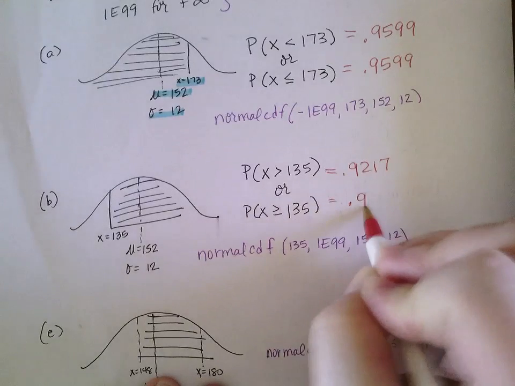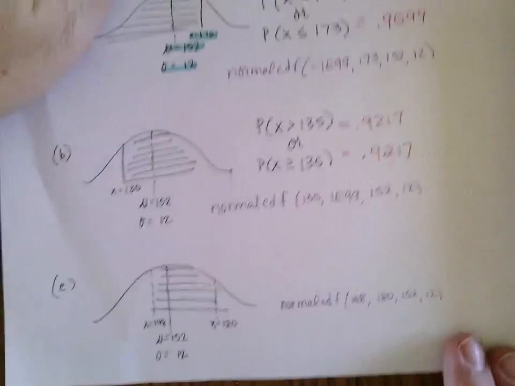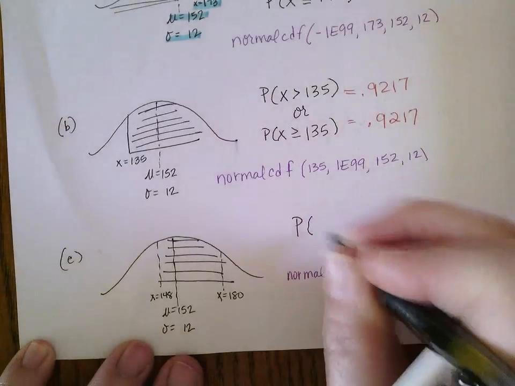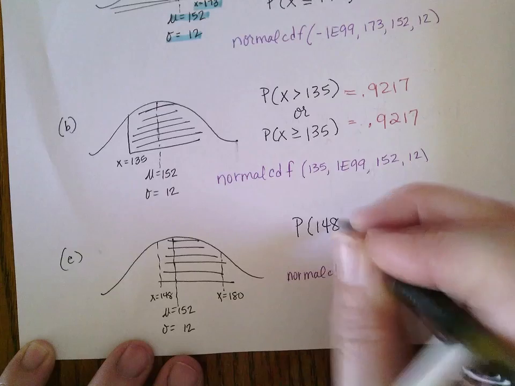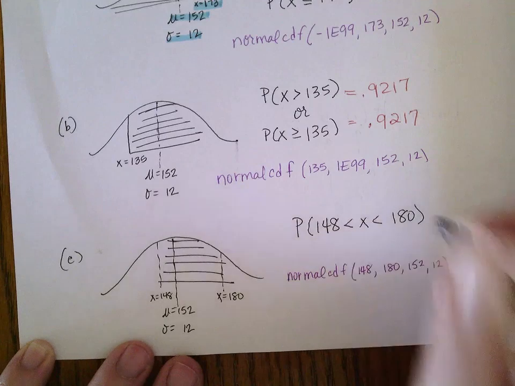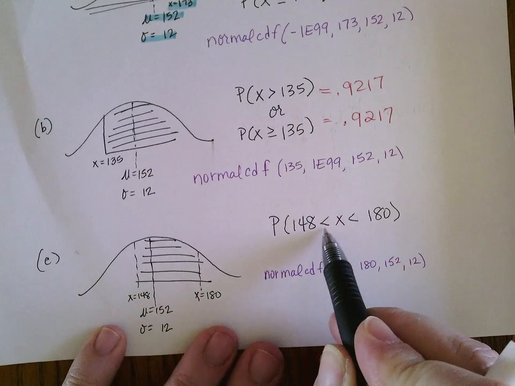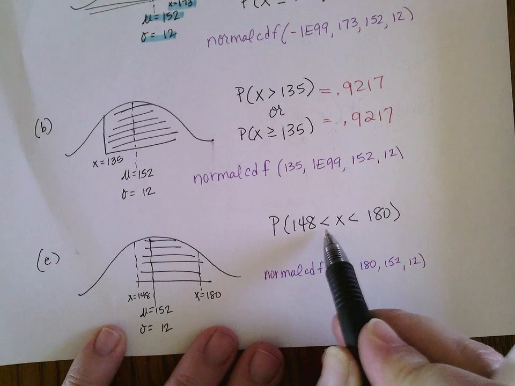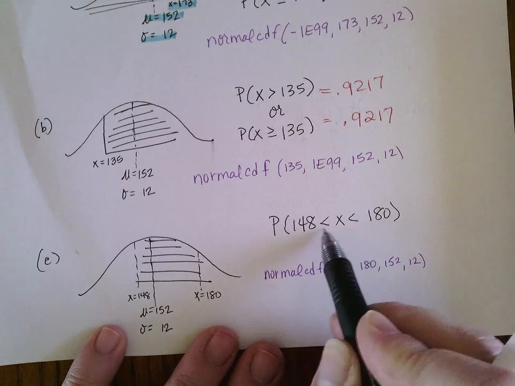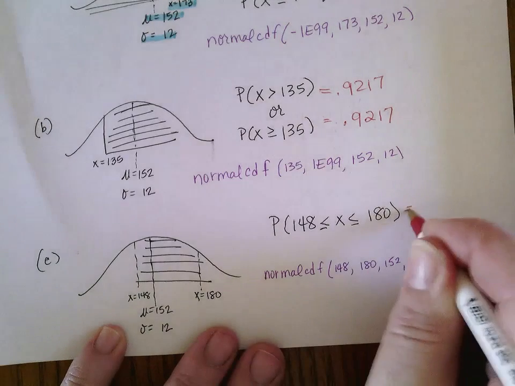Again, for either answer. And then in the third example, this time I've done the probability that I'm between two values, those being 148 and 180. And again, it doesn't matter if I include equals. I could do a number of things. I could have an additional equal sign here and not here, or I could have an additional equal sign here and not here, or I could have both. So lots of options. These will confuse the students for a little while.